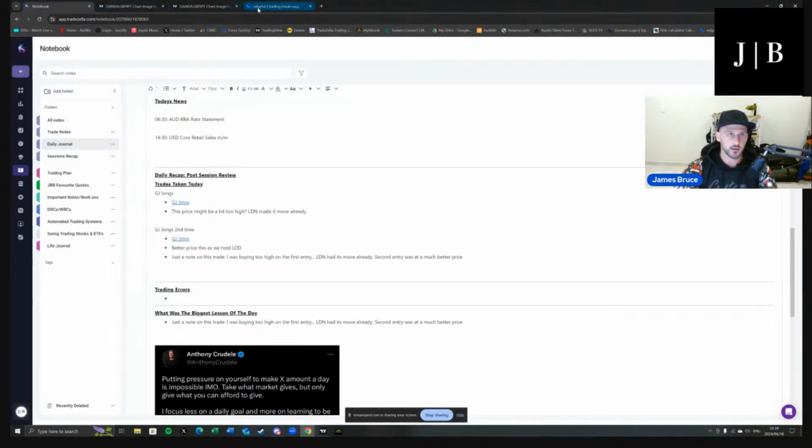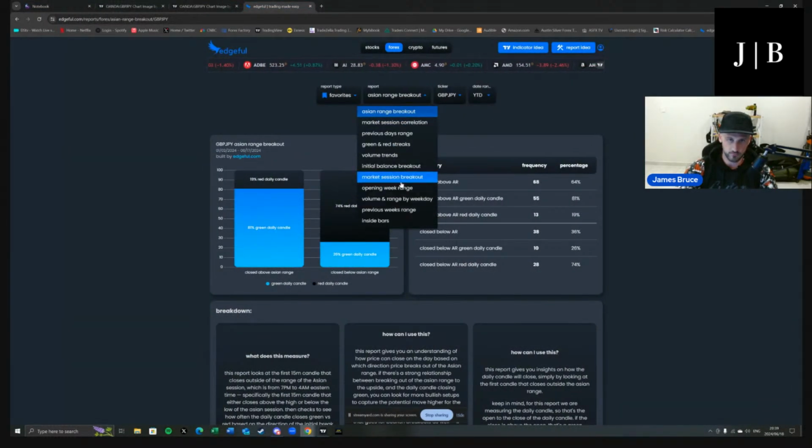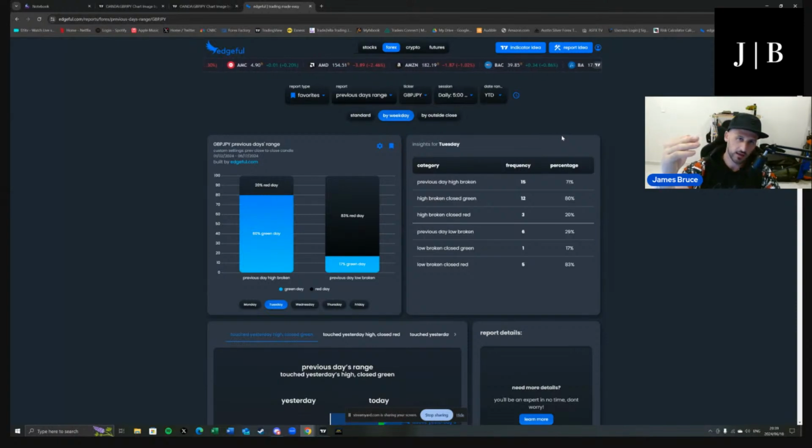So again, using H4 statistics, the Asian range breakout, opening week range, and I also like, what was the other one? Previous day's range. Clearing previous day's highs, looking for the move higher. As you can see, 80% of the time on a Tuesday, when we clear previous day's highs, we close as a bullish day. Year to date on GJ, stats provided by H4.